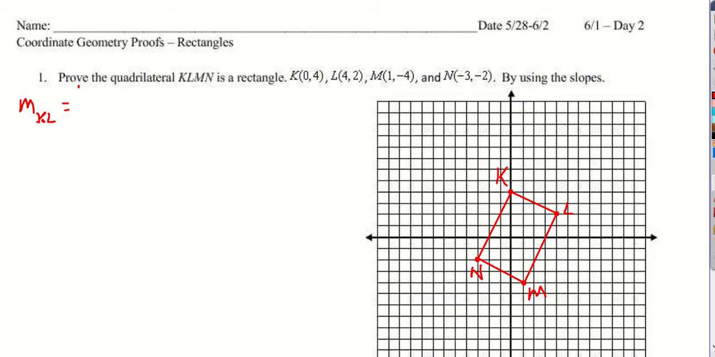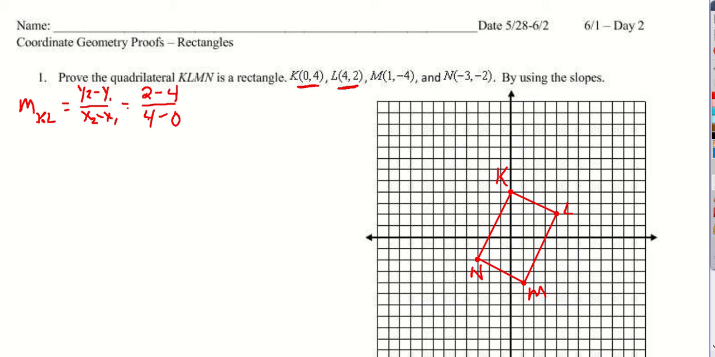Remember the formula is y2 minus y1 over x2 minus x1. I'm using how the points are written here: K is first, L is second, to do x1, y1, x2, y2. So y2, we're going to the second point, which is L. That's 2 minus y1, which is 4 from K, and x2 from L is 4 minus K, which is 0. The big thing is you want to make sure that these points for L are stacked over each other, the 2 on top and the 4 on the bottom, and the same thing for K.